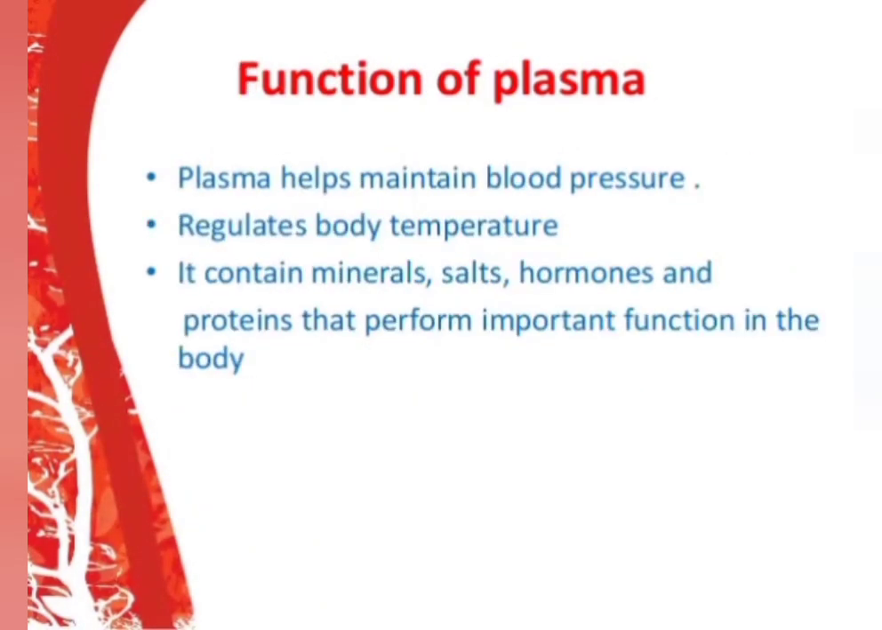Now the function of plasma. Plasma helps to maintain blood pressure, and it also regulates our body temperature. As it contains minerals, salts, hormones, and proteins, these components of plasma perform very important functions in our body, as our body requires minerals and salts to do some very important biological functions. These minerals and salts are provided by the plasma. Hormones are also very important, and hormones are also a component of plasma. In this way, plasma performs very important functions in our body.